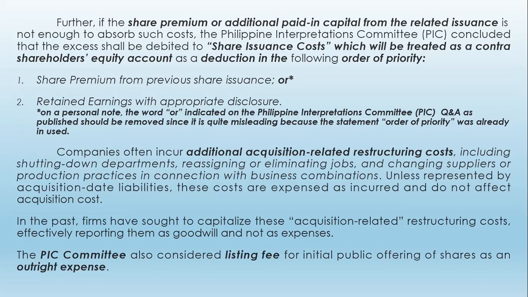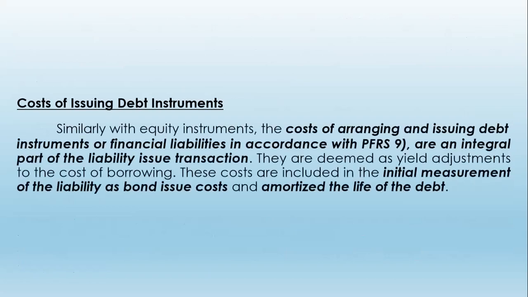an outright expense. Cost of issuing debt instruments. Similarly, with equity instruments, the cost of arranging and issuing debt instruments or financial liabilities in accordance with PFRS 9 are an integral part of the liability issue transaction. They are deemed adjustments to the cost of borrowing. These costs are included in the initial measurement of the liability as bond issue cost and amortized over the life of the debt.